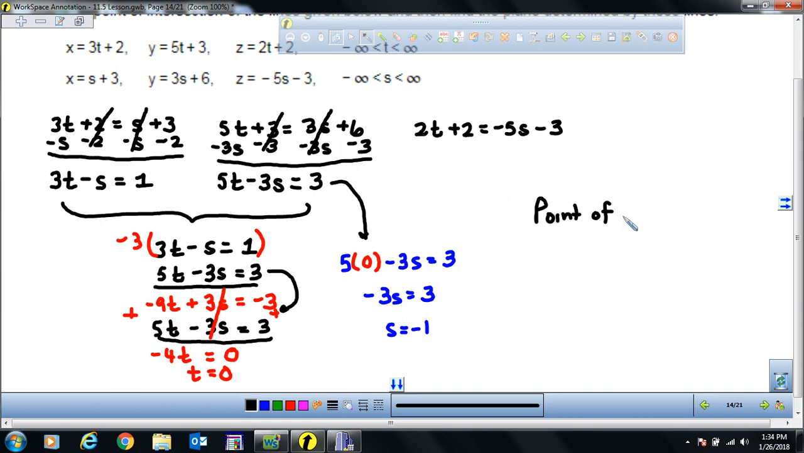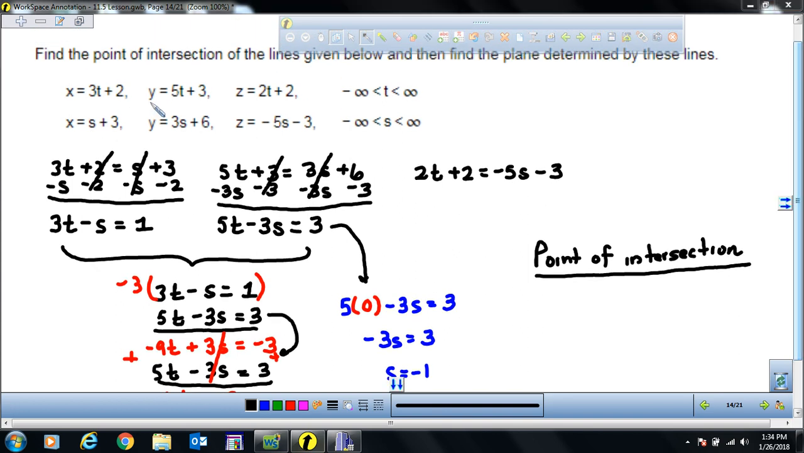Okay, so to find the point of intersection of the two lines, all we need to do is substitute either t equals 0 or s equals negative 1 into these three equations. They should generate the same point. Okay? So, I think it's easier to substitute t equals 0, so I'm going to go ahead and do that on the top ones, because those are the ones with the t.